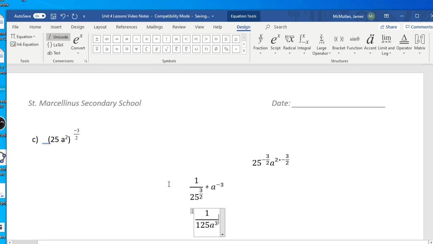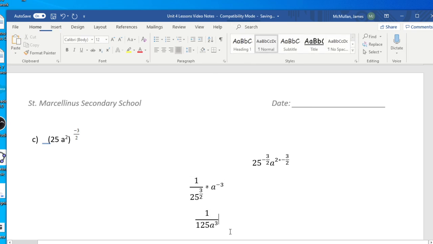Okay, 25 to the 3 over 2. Let's think it through. Get rid of the 2 on the bottom by taking the square root. That brings it down to a 5. Cube the 5 with the 3. That brings it from 5 to 125. The a to the negative 3, I make this a positive exponent and send it to the bottom.